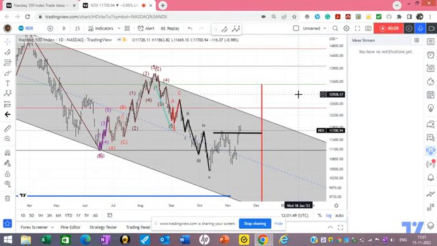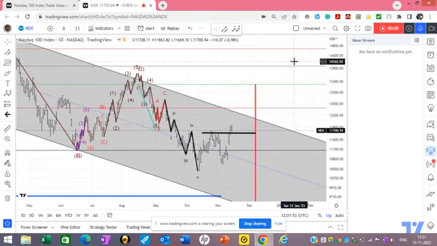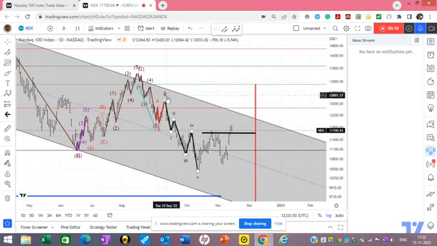This is an update on Nasdaq, and this is the corrective move which is happening in Nasdaq. This is 5, ABC, and 1 2 3 4 5, 1 2 3 4 5, ABC, and 1 2 3 4 5. So this is a 5-3-5 move, and this is 5, 3 and 5.